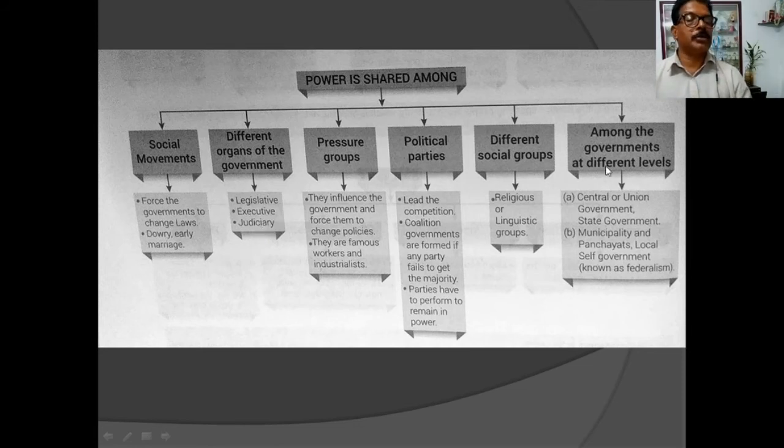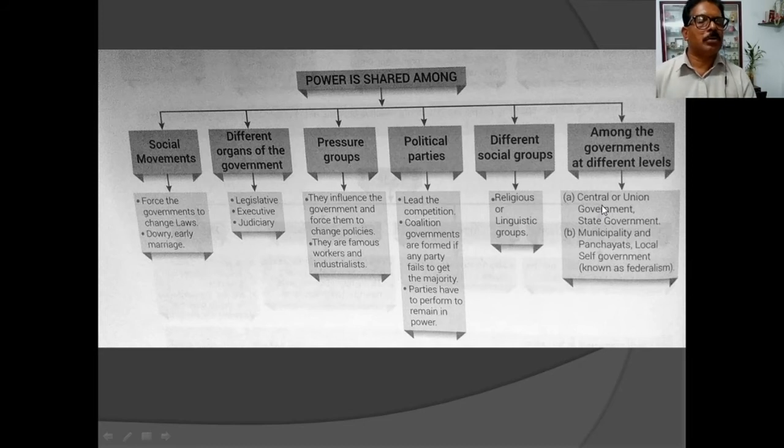Second one is how power is shared among government at different levels. Central government or union government, state governments, municipality and panchayats, local self-government, known as federalism. So how power is shared among different levels of government. Power is shared between the central government and the state governments or local governments. So it is called vertical power sharing.